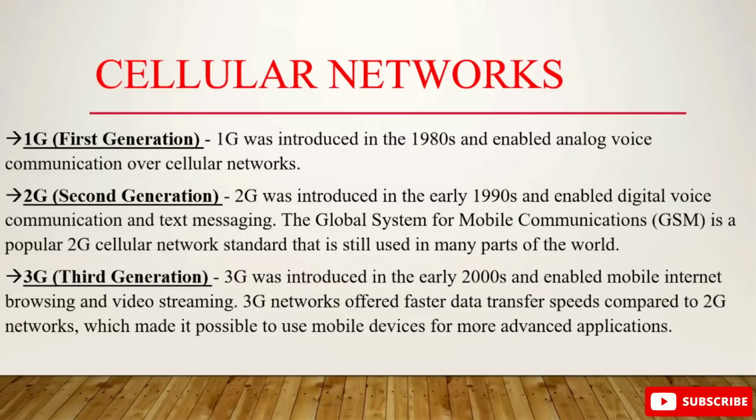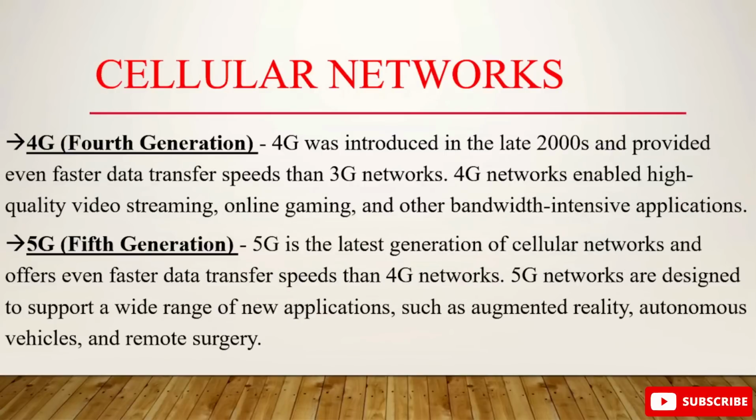The Global System for Mobile Communication, GSM, is a popular 2G cellular network standard that is still used in many parts of the world. Third generation: 3G was introduced in the early 2000s and enabled mobile internet browsing and video streaming. 3G networks offered faster data transfer speeds compared to 2G networks, which made it possible to use mobile devices for more advanced applications.